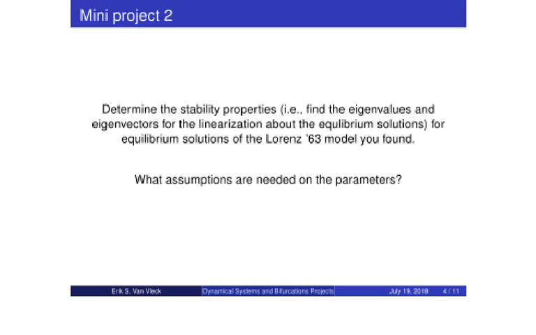For the second mini project, we want to determine the stability of the equilibrium solutions we found in the first mini project. So this involves determining the linearization about the steady state solution. If we think of the linearization as a 3 by 3 matrix J, then the ij element of this is the partial of the ith equation with respect to the jth variable.